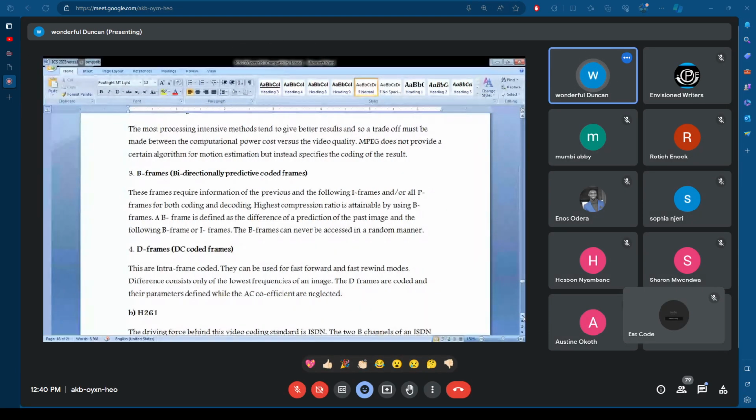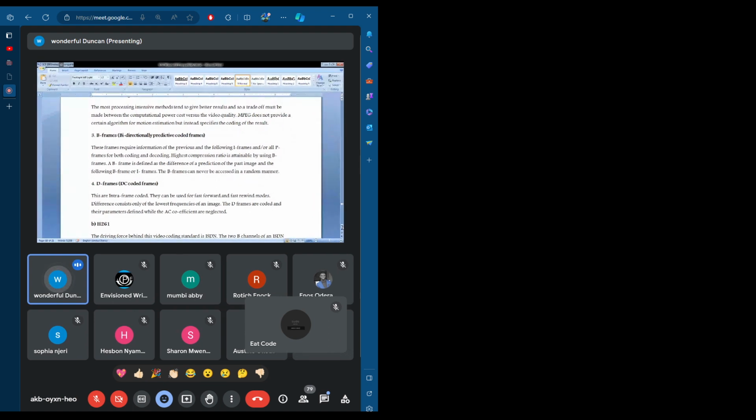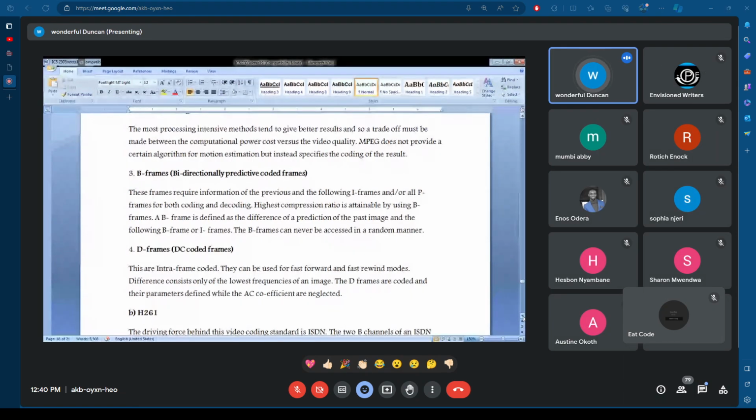Let us write this. These frames require information of the previous and the following I-frames, and/or the P frames, or the predictive frames, for both coding and decoding. Full stop.